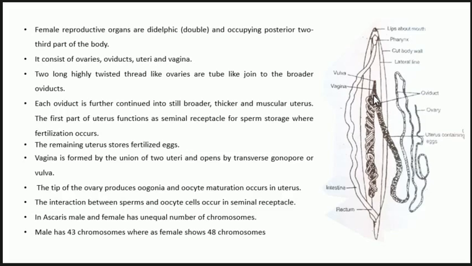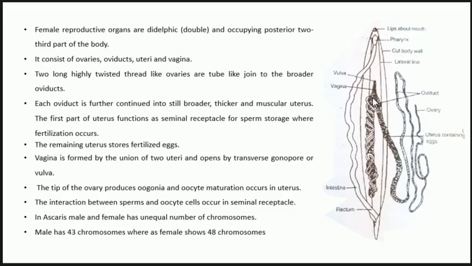The first part of the uterus functions as a seminal receptacle for sperm storage, where fertilization takes place. Remember, the first part of the uterus is responsible for sperm storage, where fertilization occurs. The remaining uterus stores fertilized eggs. The vagina is formed by the union of two uteri and opens by the female gonopore. So this vagina is actually formed because of the union of the two uteri.